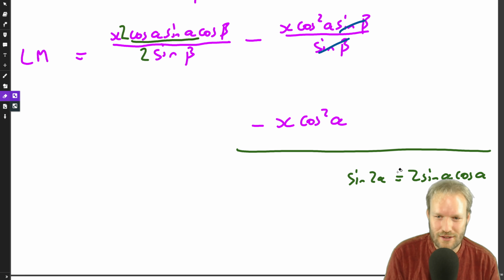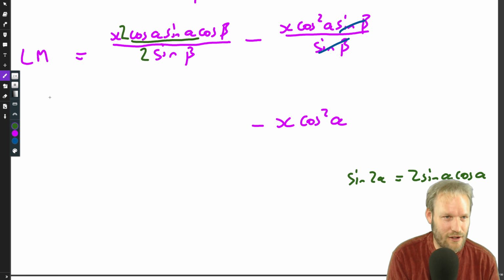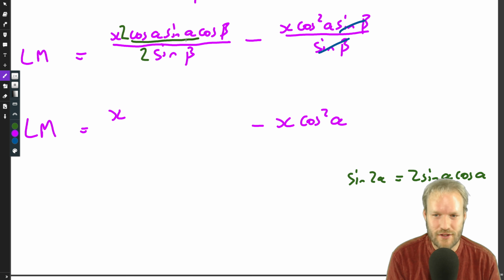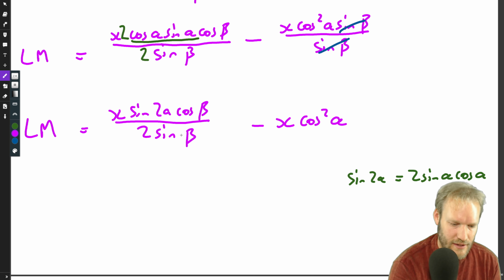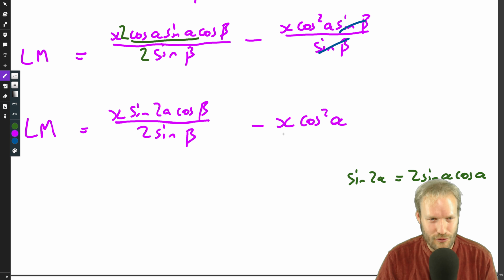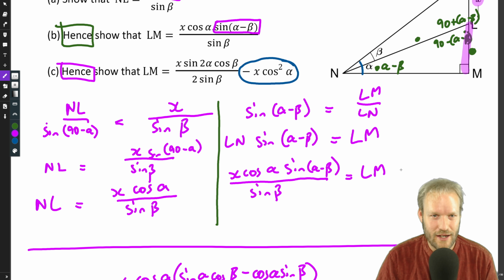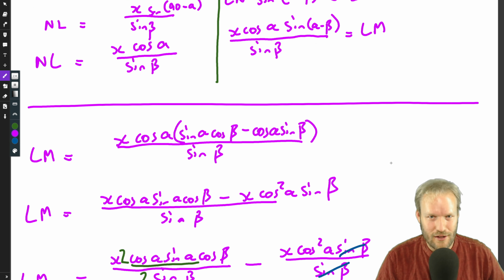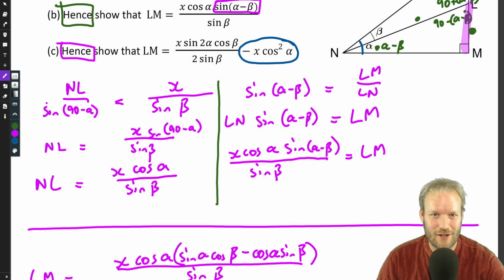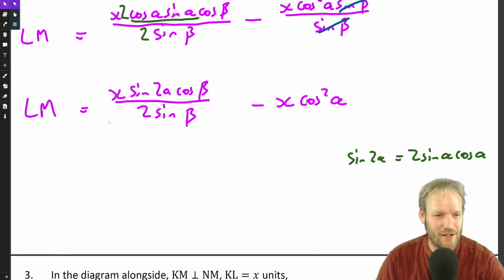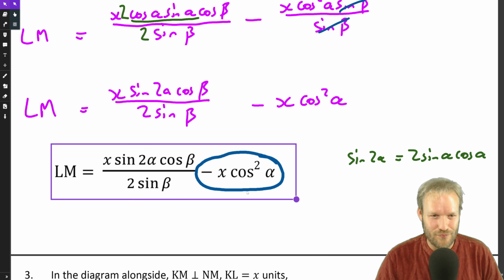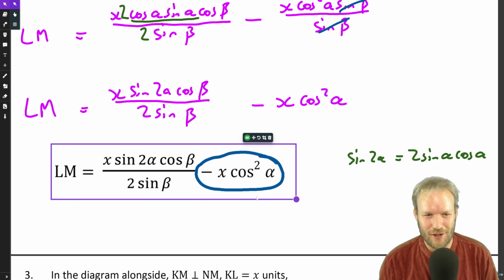Well, there we go. That's easy enough, because now our first term, LM, equals x 2 cos alpha sine alpha. Well, that's just sine 2 alpha. We still need to multiply this by cos beta. The denominator is 2 sine beta. And with a bit of luck, that's looking close to what it's meant to be. Oh, it's all the way up here. x sine 2 alpha cos beta over 2 sine beta. I think that looks the same, right? There's so much stuff going on here. I'm going to screenshot that and just check. Are those two the same? Yes, they are. Excellent stuff. Cool. Well, since those are the same, we're done.